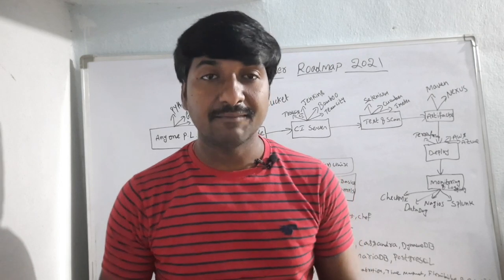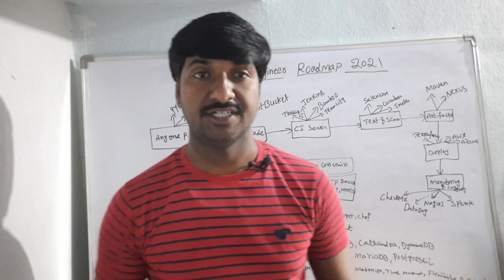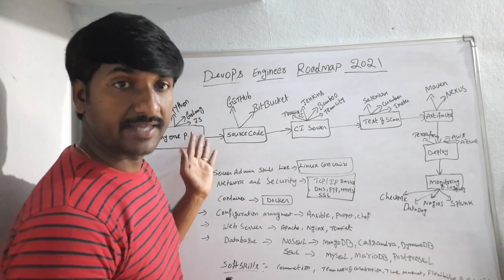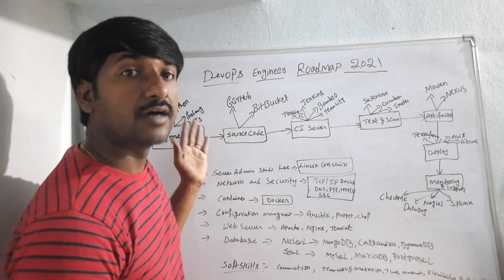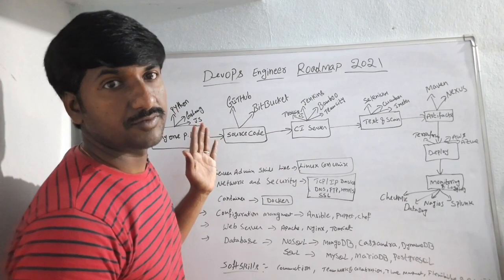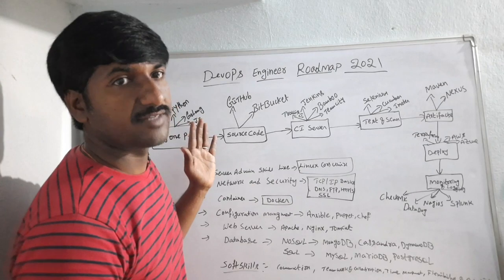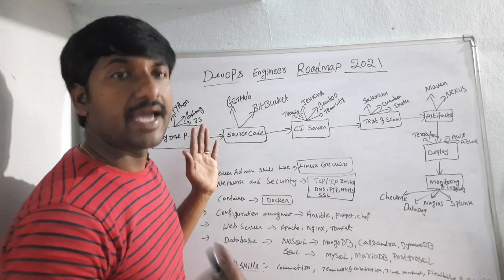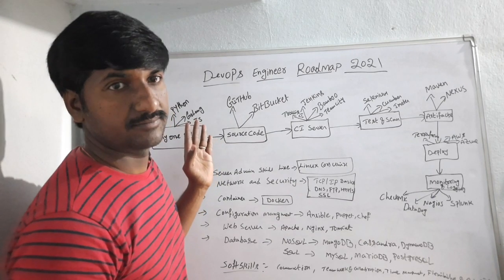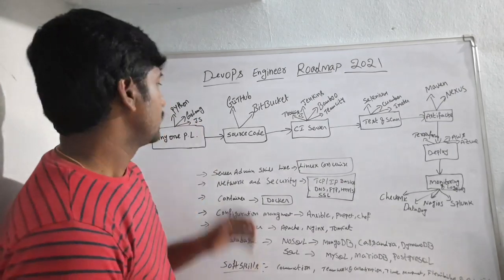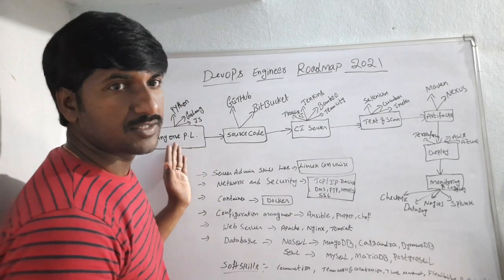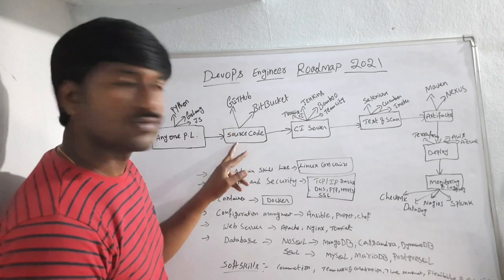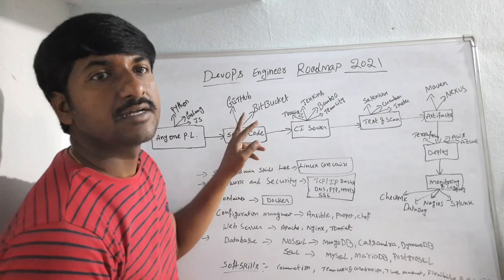Now let us see the complete roadmap to become a DevOps engineer. First, you should be strong in any one programming language, either Python, JavaScript, or Golang. Recently, the Golang programming language is also becoming very popular in the IT market, but I highly recommend you learn Python or JavaScript. By using any one programming language, you can develop the source code. This source code you must commit into one central repository.